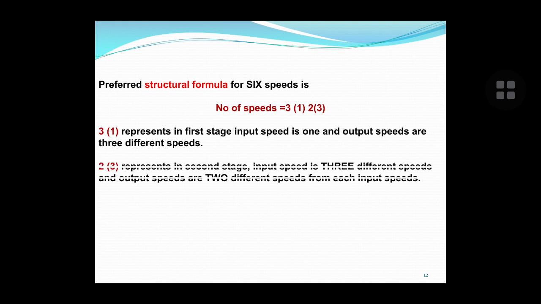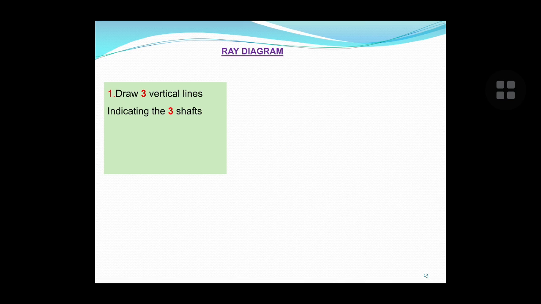So the structural formula is 3 into 2. In the first bracket there will always be 1. In the second bracket, the first value is 3, and that same value will be there in the second bracket. So for the ray diagram, it is a two stage, 3 into 2. So it is the two stage.